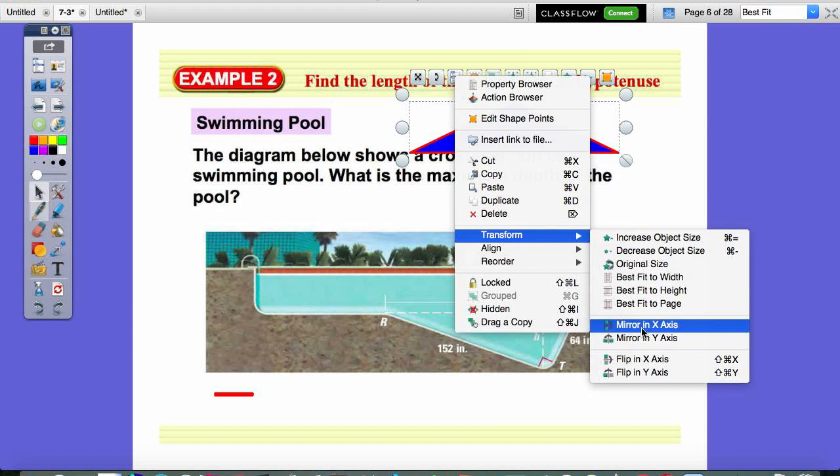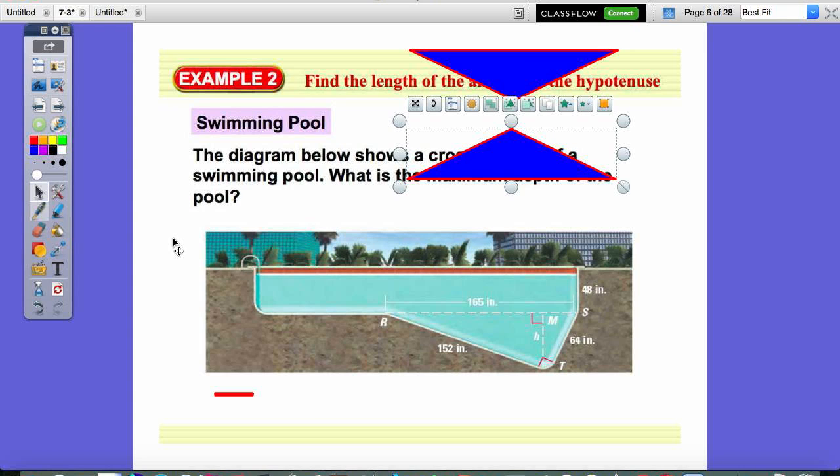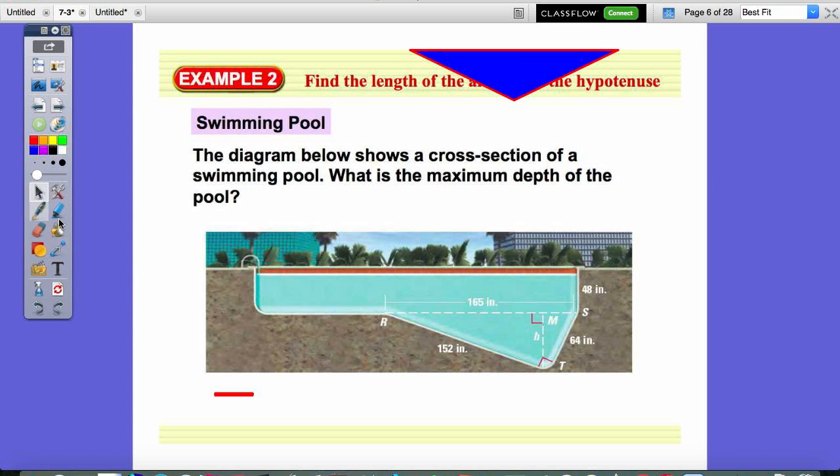Transform, I want to mirror that in the x-axis. Okay, so I'm going to delete that triangle. I'm going to go back over here. So now I've kind of created that triangle, and it is triangle RST. The right angle is at angle T. RS is 165 inches, R to T is 152 inches, T to S is 64 inches.